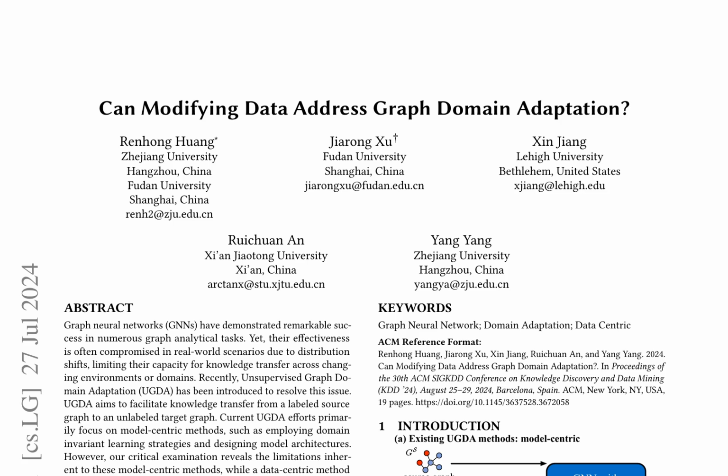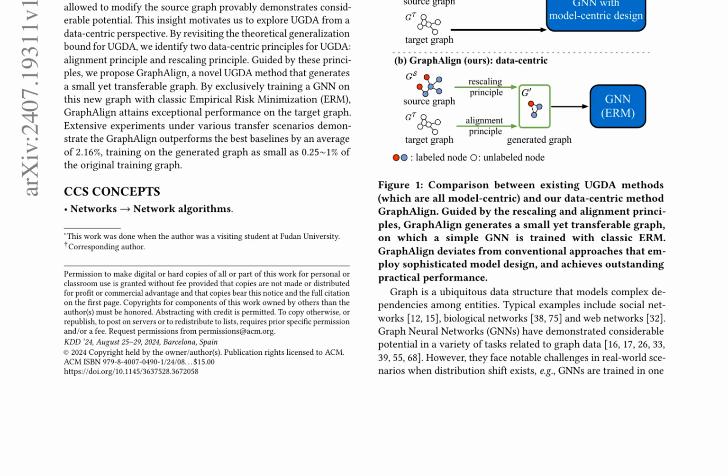This work investigates the limitations of existing model-centric UGDA methods and proposes a data-centric approach guided by two principles: alignment principle and rescaling principle. The alignment principle suggests reducing the discrepancy between the modified source graph and the target graph, while the rescaling principle states that a smaller graph modified from the source graph can achieve a generalization error comparable to that of a larger graph. The authors propose a novel UGDA method, GraphAlign, which generates a small yet transferable graph for GNN training.